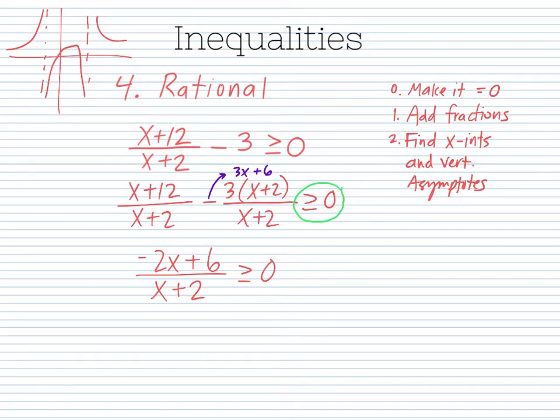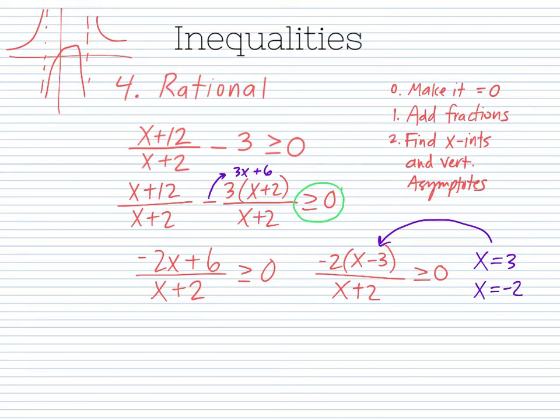I need to now factor the top of this thing. Let's call the top negative 2 times x minus 3, and the bottom x plus 2. So where's this thing possibly going to change from plus to negative? Well, x equals 3 because of this term. All right, x equals 3 is a 0. This graph goes through the x-axis at 3, and it's either going from above to below or vice versa. And we also have something going on at negative 2, and that's a vertical asymptote.